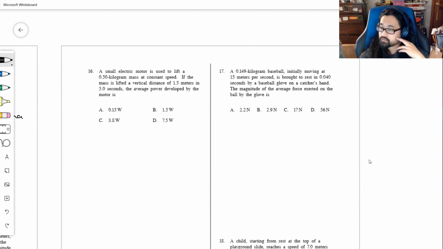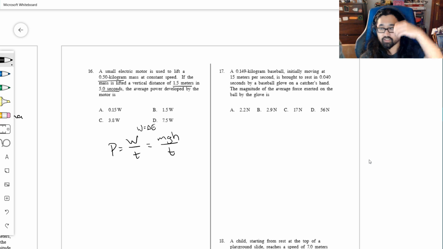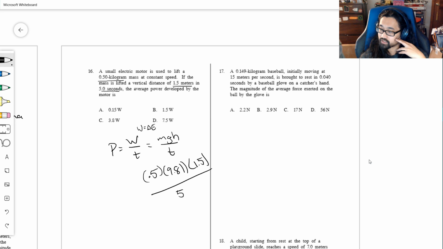All right. So here's why I said be careful with what you're given. This is a 50 kilogram mass. It's lifted a certain distance in a time. Power is work divided by time. This is real similar to the lab that we just did. M times G times H divided by time, because work is change in energy. And in this case, we're pulling it straight up. So I have the mass is 0.5, I have gravity is 9.81, I have the height is 1.5, and the time is 5 seconds.